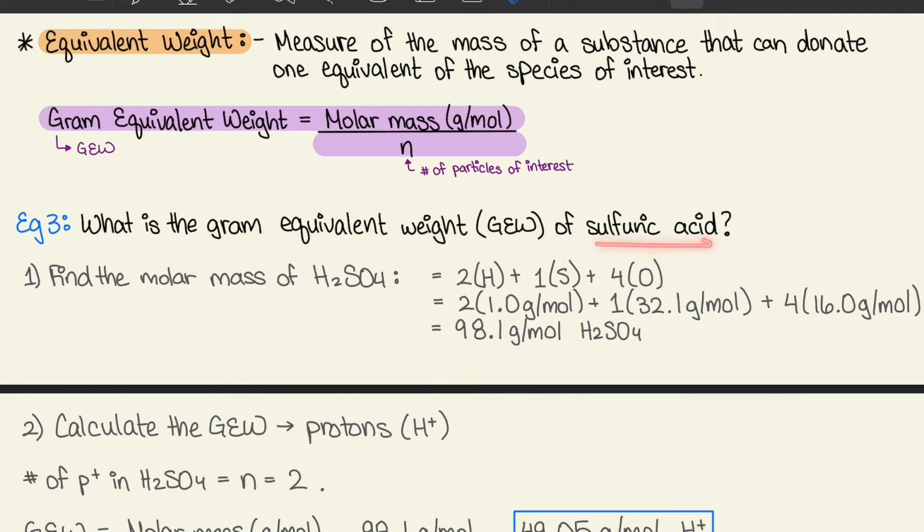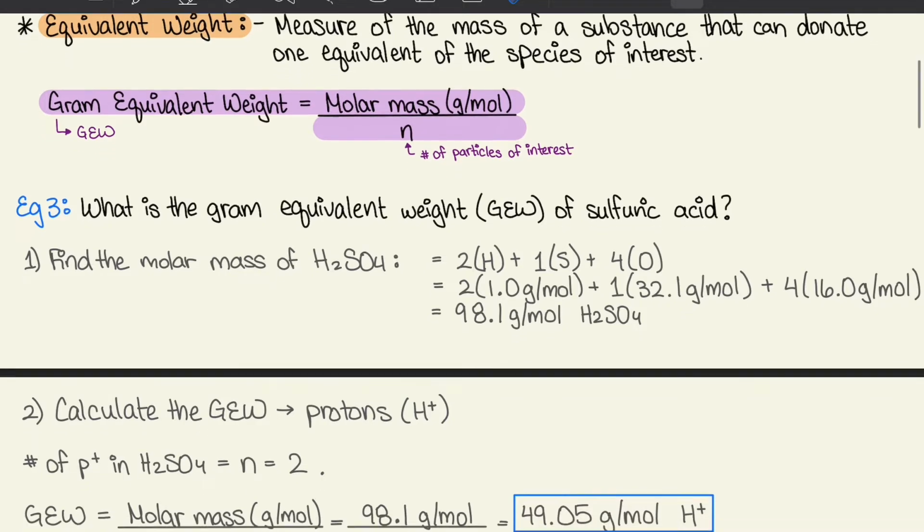Now it's important to know how to write out sulfuric acid. So it's H2SO4. So the first thing that we do is find the molar mass of sulfuric acid, and that would be 2 moles of H plus 1 mole of sulfur plus 4 moles of oxygen. And now we plug in the molar mass quantities for each element, and we should get a total of 98.1 grams per mole for H2SO4.